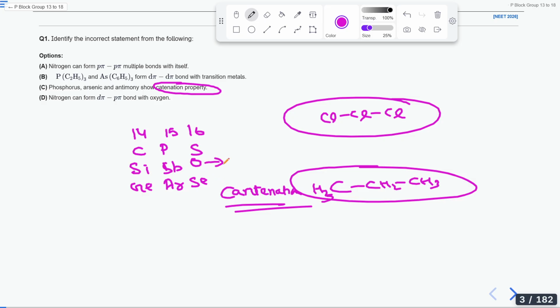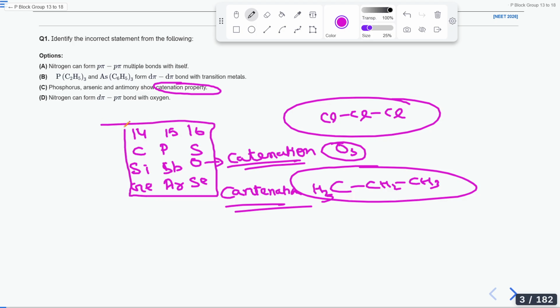Can you tell me an example of a molecule where oxygen is showing the catenation property? Anyone? Yes, very good. So O3 is the example where oxygen is showing the catenation property, but it is very limited. You won't see a fourth oxygen atom. So these are the elements that can show the catenation property, meaning they can form bonds like this. Similarly, in phosphorus we have this P4.